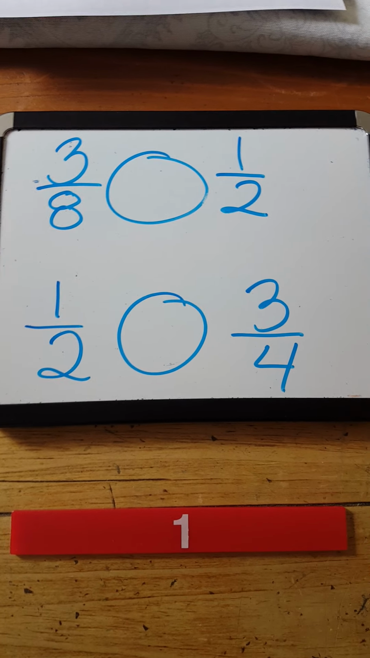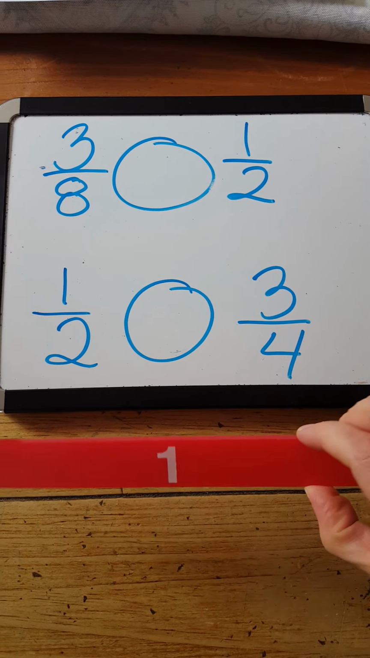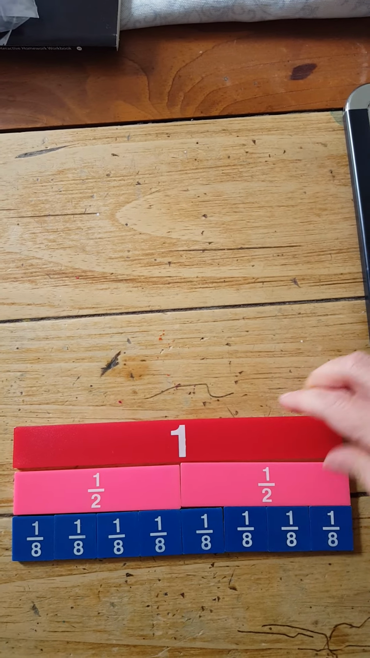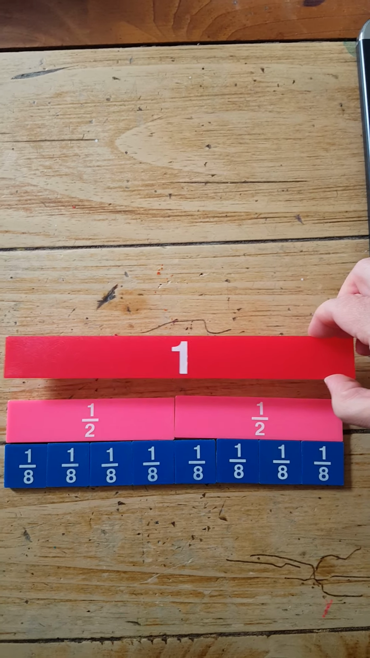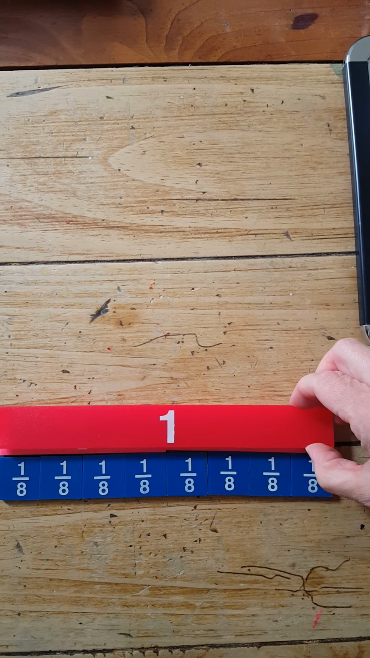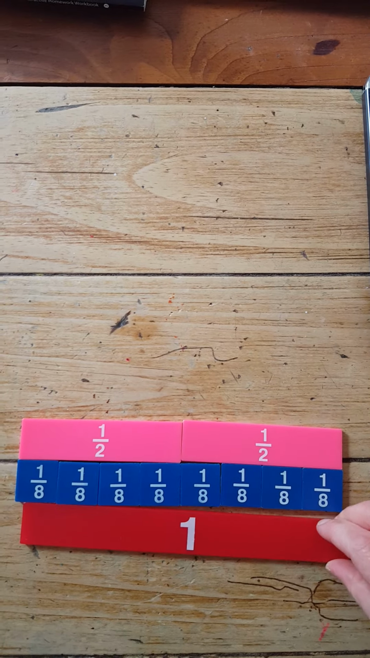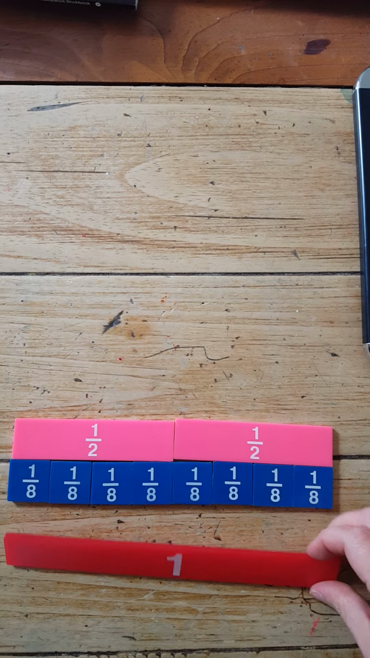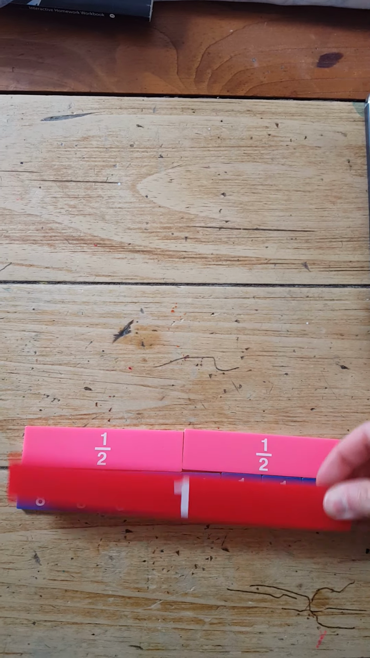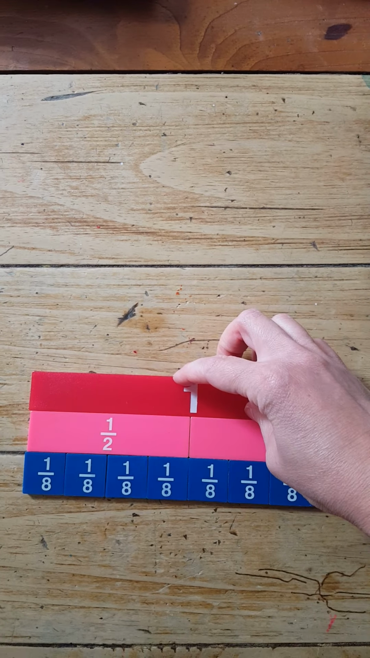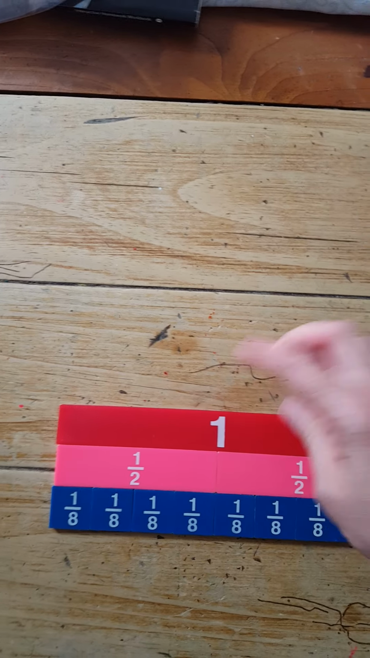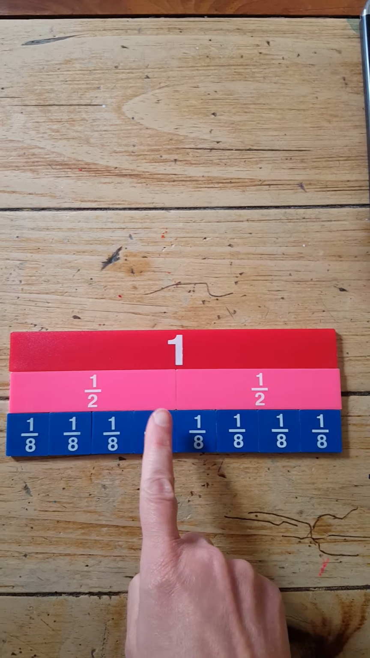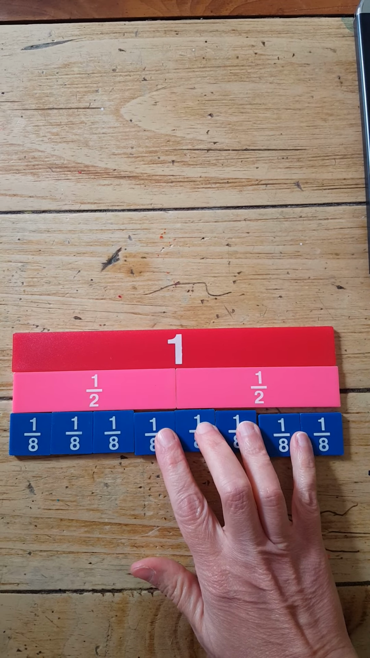Let's take a look. So I'm going to take my 1 bar and I'm going to bring it over here. I'm going to set it up and you can see that this 1 is equal to 2 halves. And let's see how many eighths. 1, 2, 3, 4, 5, 6, 7, 8 eighths. Okay, same amount. So here's my 1. All right, and if we're dealing with 3 eighths, then we only need 3 of these. So let's take away the rest.